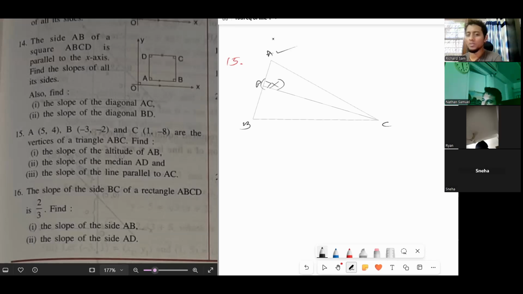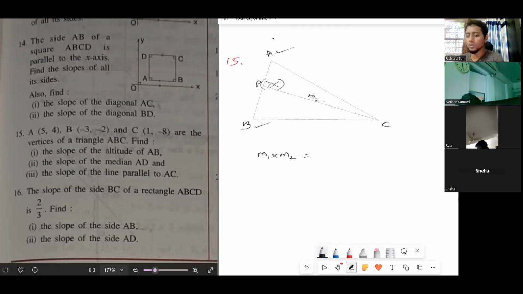What we know is the coordinates of A and B. We can find the slope of AB, right? If you have the slope of AB, then we can find the slope of PC, because those two lines are perpendicular to each other. Take the slope of AB as M1 and take the slope of PC as M2. What do we know about M1 and M2?